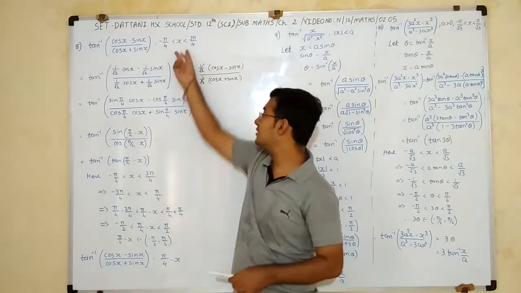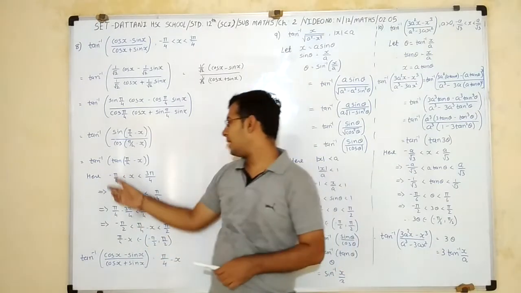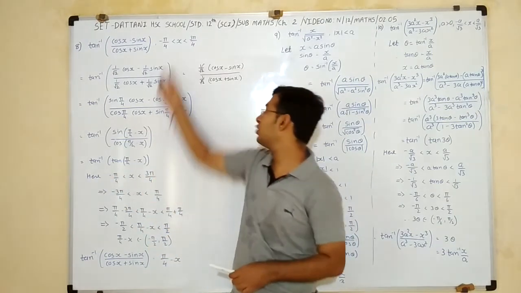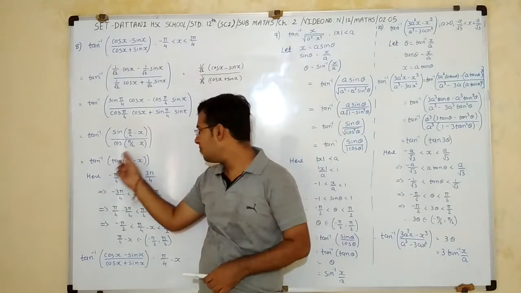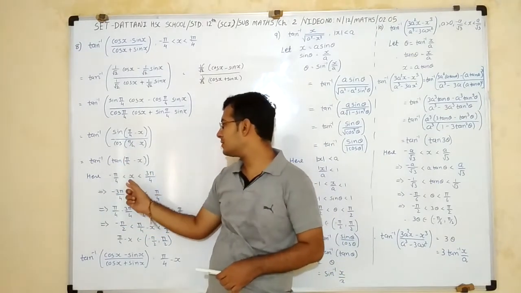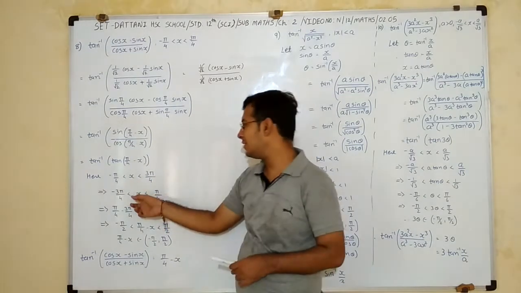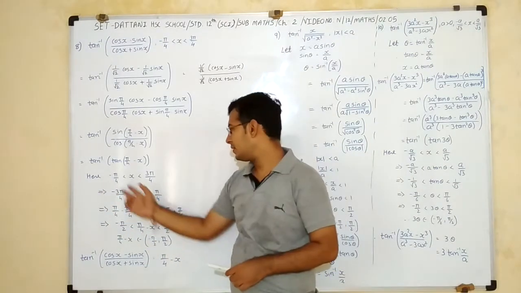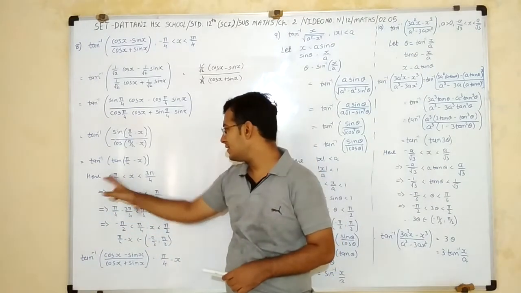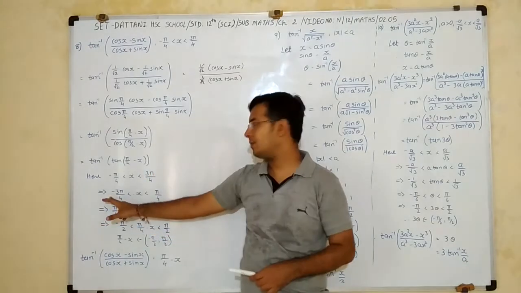So here the range is given, so first of all we check whether it is in range or not. So minus pi by 4 less than x less than 3 pi by 4 is given in the question. I want to make here pi by 4 minus x, so I need x to become negative. So I apply a minus sign, then greater than becomes less than and less than becomes greater than. So I get here minus pi by 4 becomes plus pi by 4 and 3 pi by 4 becomes minus 3 pi by 4.